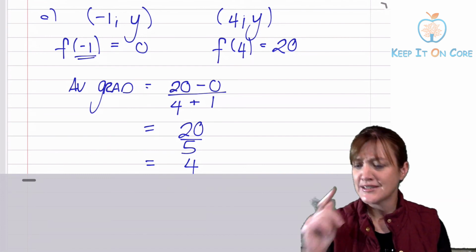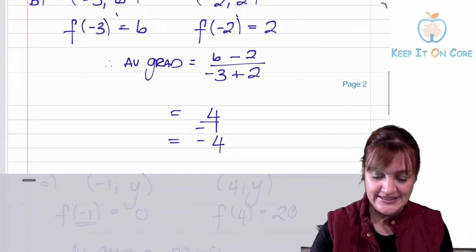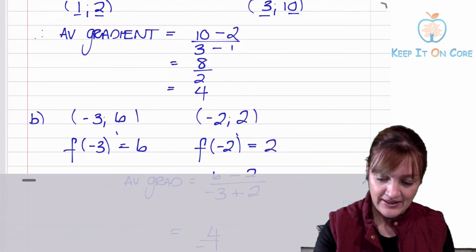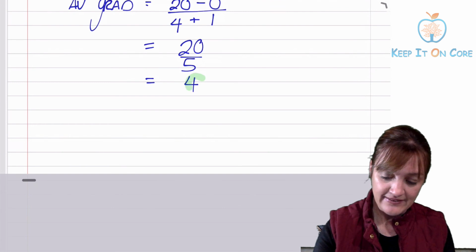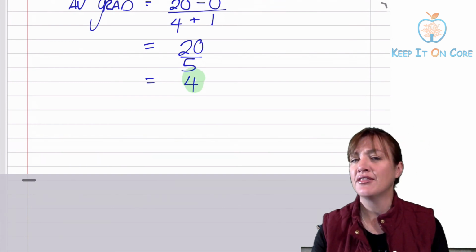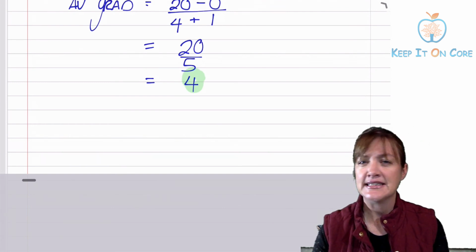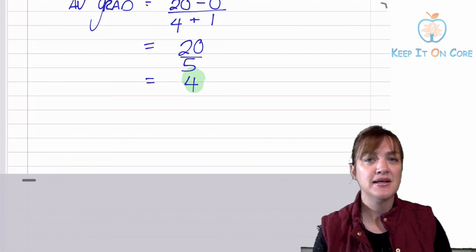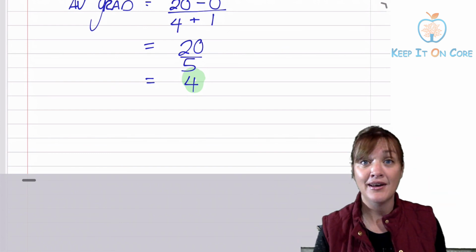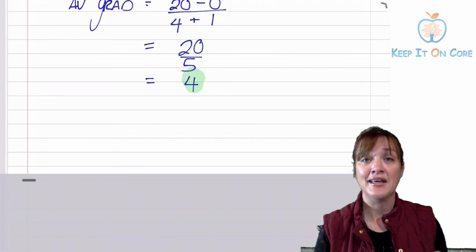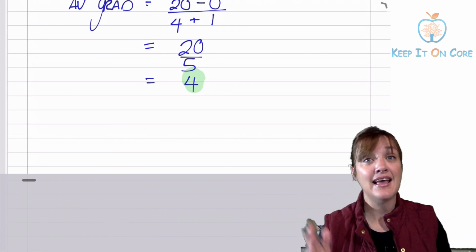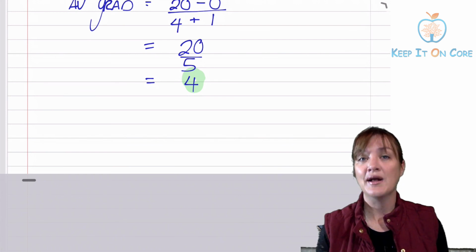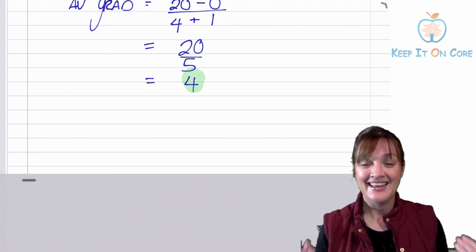Just as a matter of interest, if I took the answer to C and the answer to A, if this gradient over here is 4 and this gradient over here is 4, what could you say about those average gradients? I hope what you're saying to me is that they are parallel. That's exactly what they would be. Just a little extra point there, but obviously any lines that have the same gradient are always parallel.